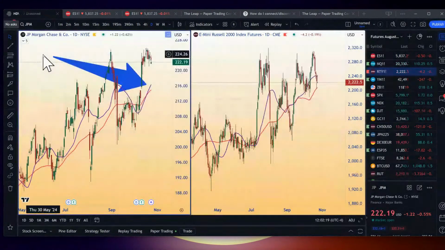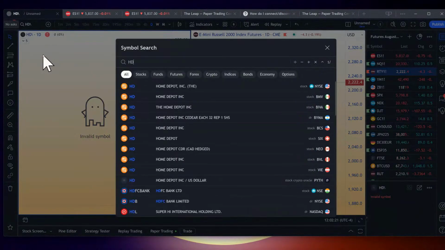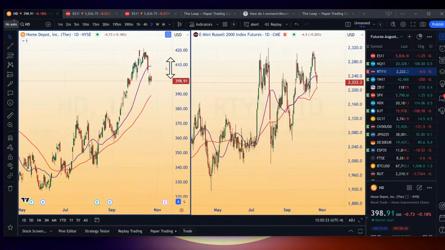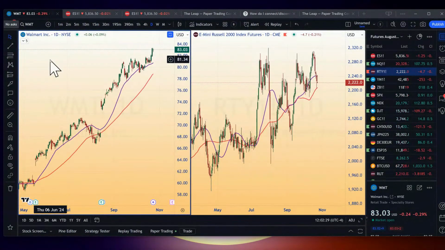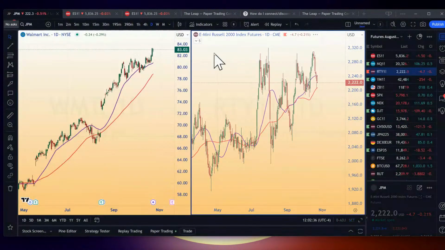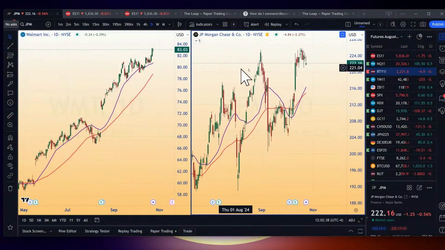That includes Home Depot, which finally got under the 20 at least. That includes Walmart, which won't go down, and it doesn't have a reversal pattern. Look at the Walmart, and then look at JP Morgan, and you see why I picked on JP Morgan. Yeah, because it's formed a top.